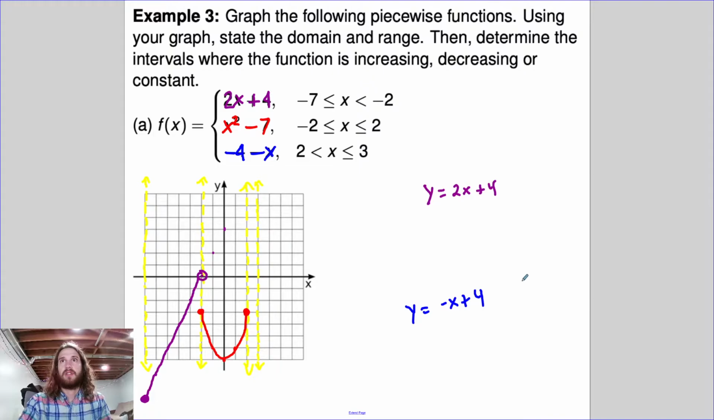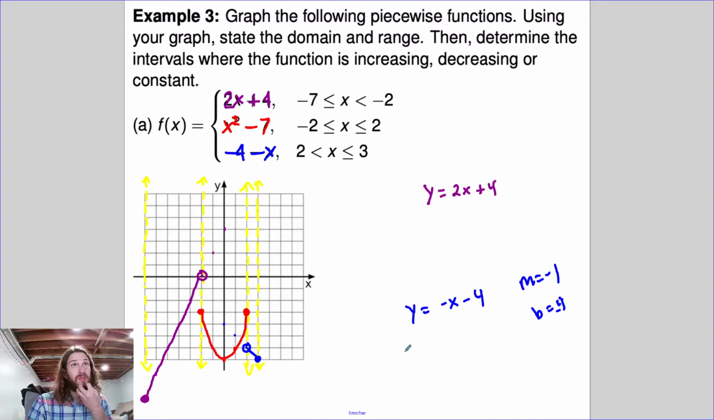All right, negative x, so this has a slope of negative 1 and a y-intercept of, oops, that's minus 4. Pardon me. Minus 4. So I'm going to go down to negative 4, and then it's got a slope of negative 1, so that comes down like this, like this, like this. I'm only interested between 2 and 3, and that's excluding 2, including 3. Going between there. And we're done.